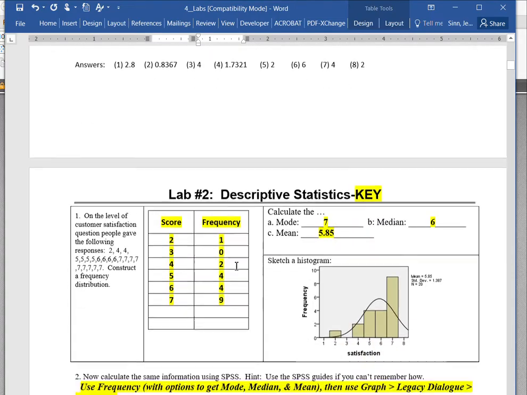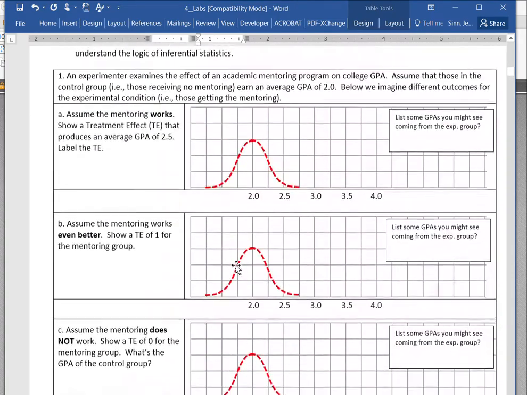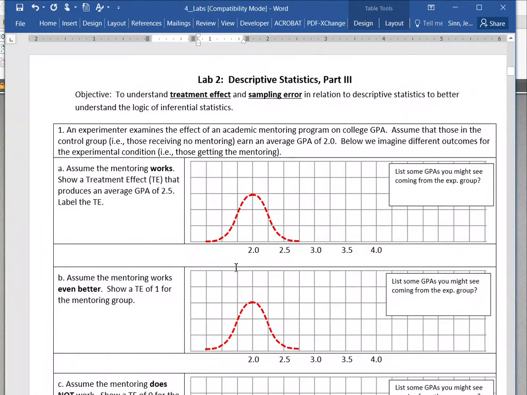All right, and then let me scoot on down to part 3. Here what we're doing is trying to give you a playground where you can get a feel for what treatment effect looks like and what sampling error looks like. Question 1 asks you to imagine a mentoring program that we hope will raise college GPA for the students involved. If GPA goes up because of the mentoring, we would call that a treatment effect. And we're going to compare the distribution of those in the mentoring to those in the control group that got nothing.